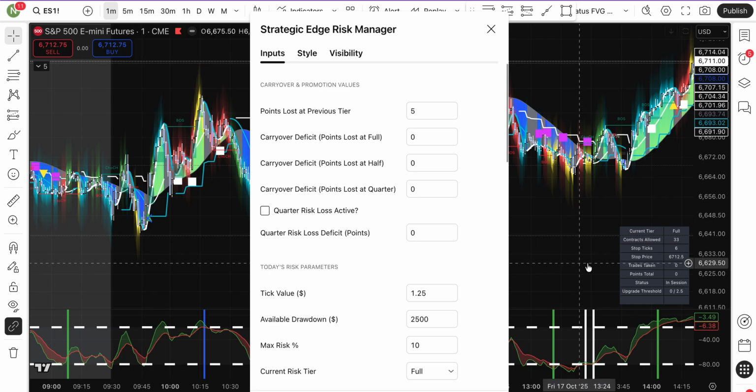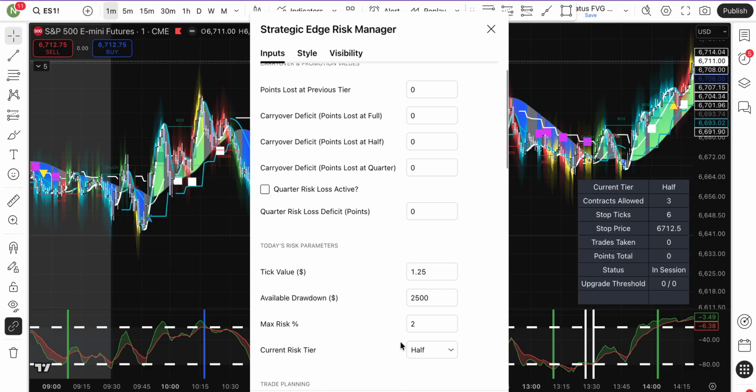But now that we've talked about initial risk, let's talk about initial position size, because you're going to get that from the risk manager. So we're going to zero this out. In fact, I'll just reset everything to defaults. That way, it's looking like exactly what you're looking at.